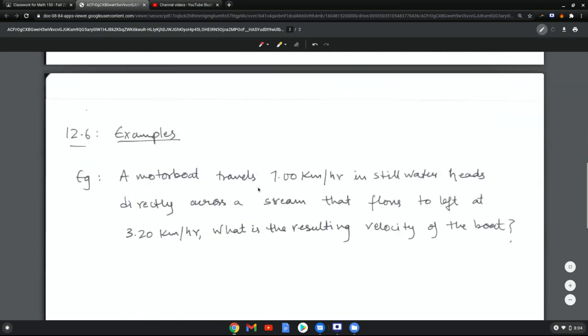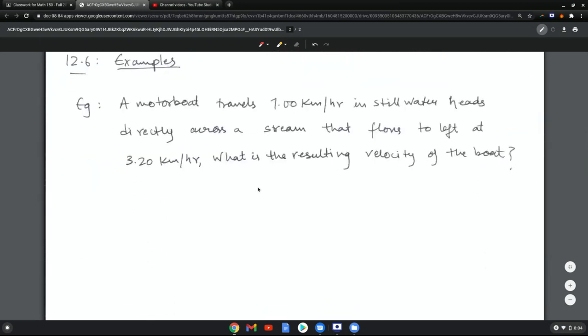So, an example: a motorboat travels 7 kilometers an hour in still water. So see, there's a stream, there's a boat. It can travel 7 kilometers an hour across a stream that flows to the left at 3.20 kilometers per hour. What is the resulting velocity of the boat? Now, from experience, you know that if you have a current to the left and you go directly across, you're going to end up somewhere here, which makes sense when you draw the diagram.